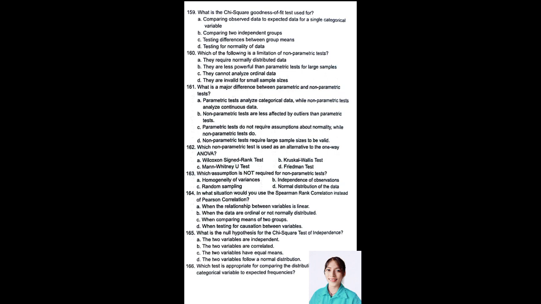Then we have 165. What is the null hypothesis for the chi-square test of independence? The null hypothesis of that statistical tool is that the two variables are independent. So that's option A. Then we have 166. Which test is appropriate for comparing the distribution of a single categorical variable to expected frequencies? The appropriate test is the chi-square goodness of fit test. Then we have 167.